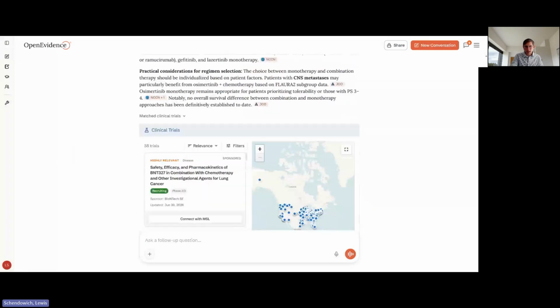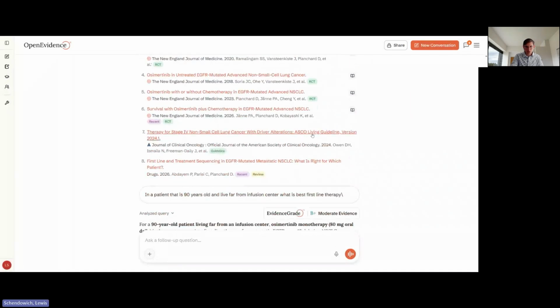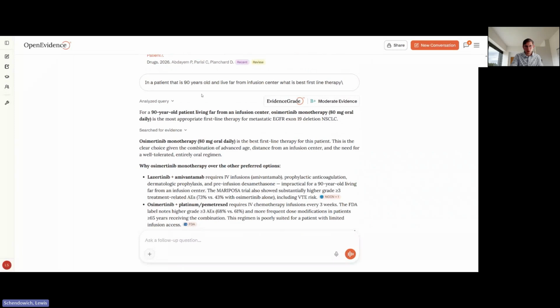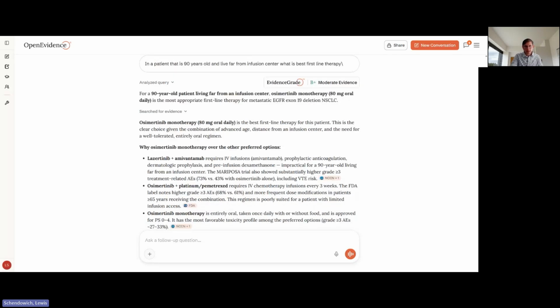If you scroll down here, you can see how I further prompted the specific case. So I gave it even more specific information to get a more specific answer. In a patient that is 90 years old and lives far from the infusion center, what is the best first-line therapy? And for this, it actually gave one specific output, which is osimertinib monotherapy is the best first-line therapy for this patient. You could see how this could be confused or conflated with an official recommendation from, let's say, a society or a guideline.